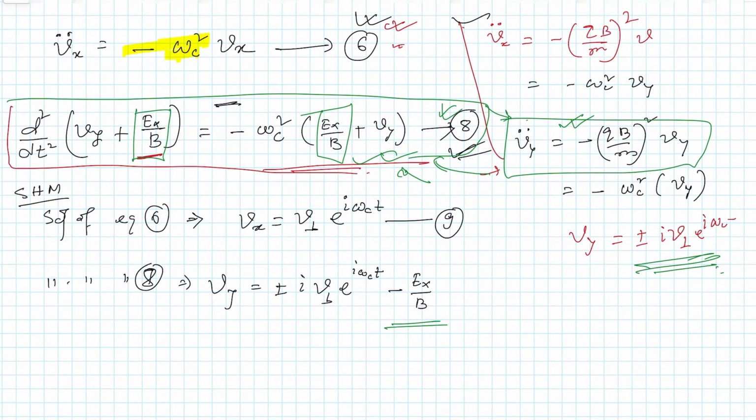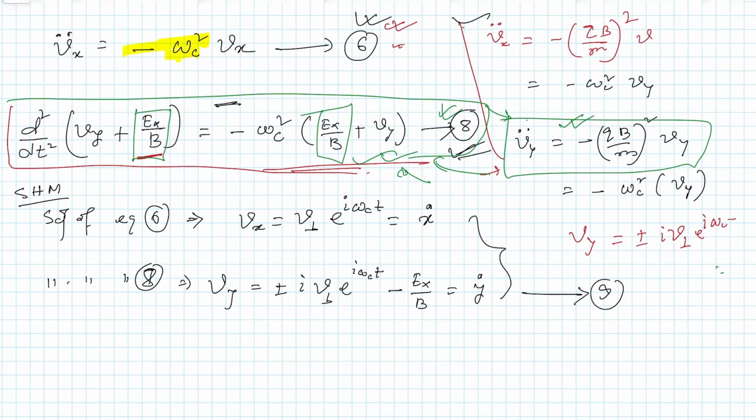So here you see, this Vx can also be written as x dot, the time differentiation of the x displacement, that is velocity. So it can be written as x dot. Let me write this one as equation number 9, and this one can be written as y dot. Both of these equations, this pair of equations, are taken as equation number 9. So now what to do?